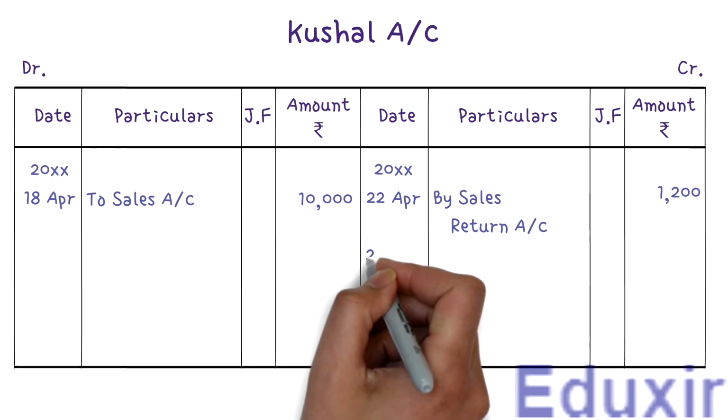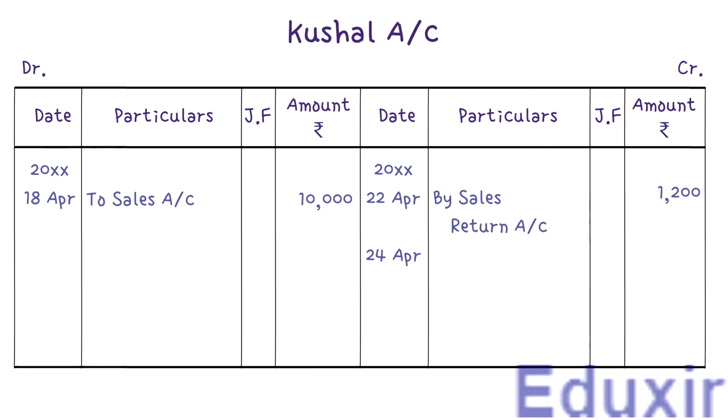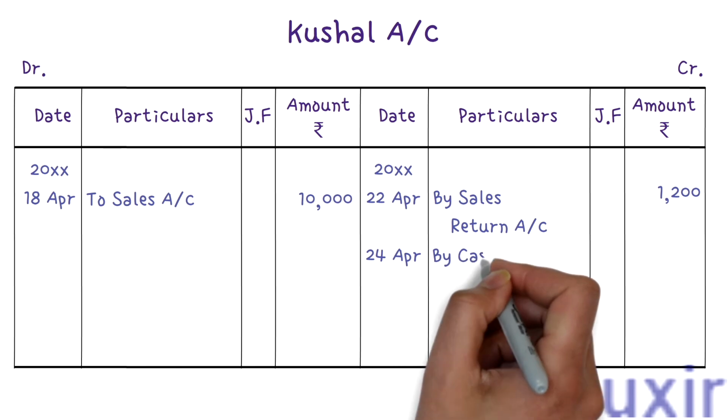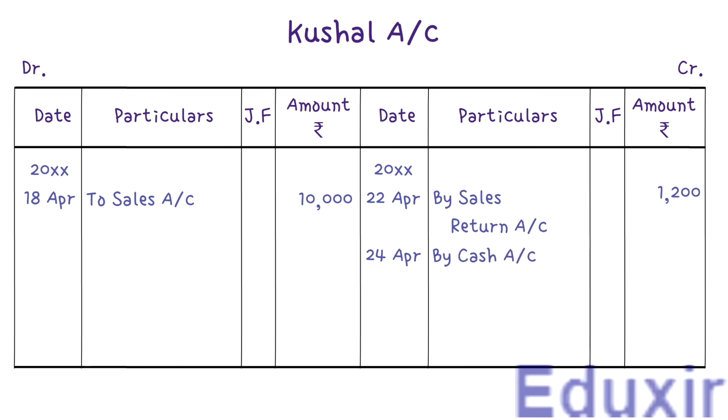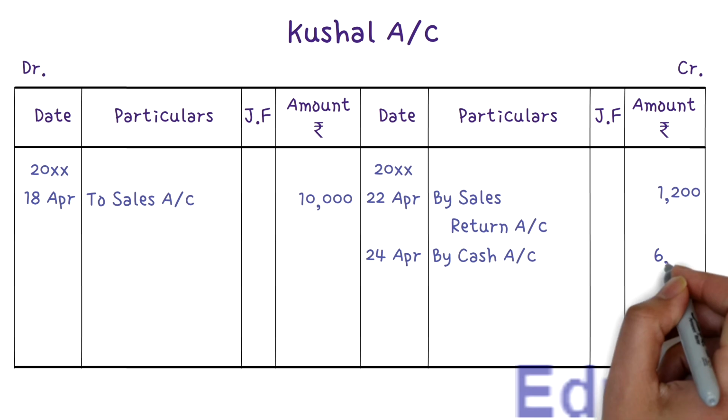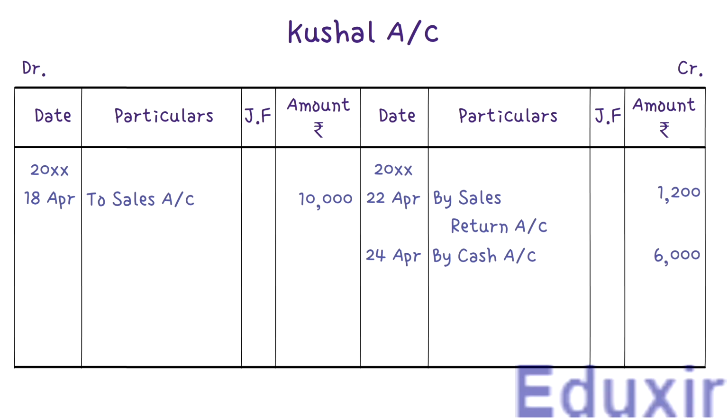Let us first write the date. Let us then write by cash account into the particulars column. Let us then write the credit amount of 6000 rupees in the amount column. With that, we have completed the posting of this journal entry into Kushal account. Let us now take up the next entry.